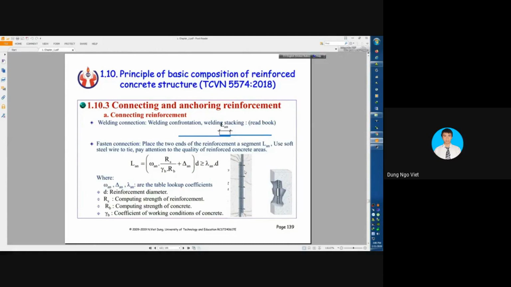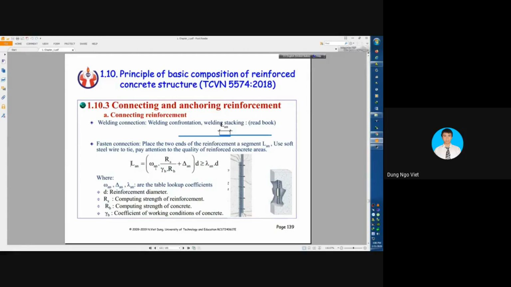LAN is the actual length. And we use soft steel wire. Here we have soft steel wire, the black part, soft steel wire to tie. So we have to pay attention to the quality of reinforced concrete areas in the connection. And we have to calculate the actual length.